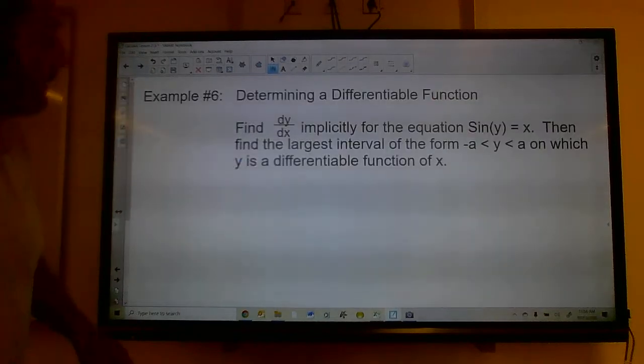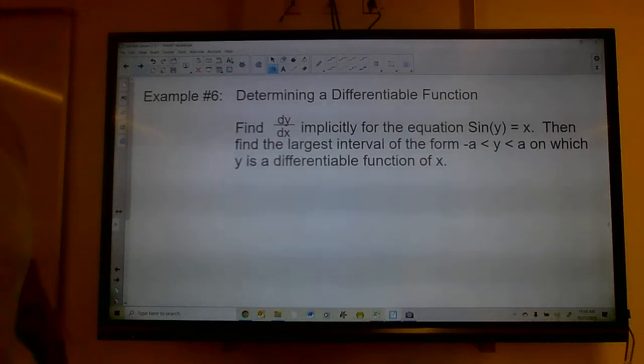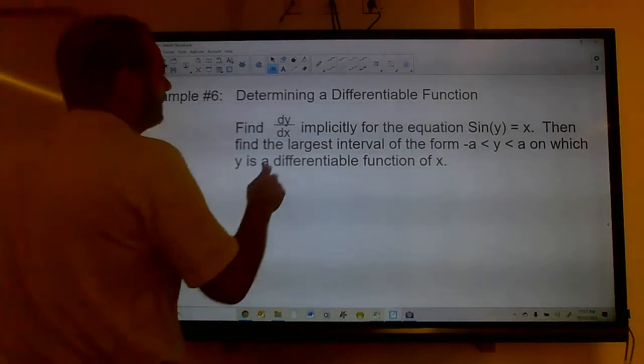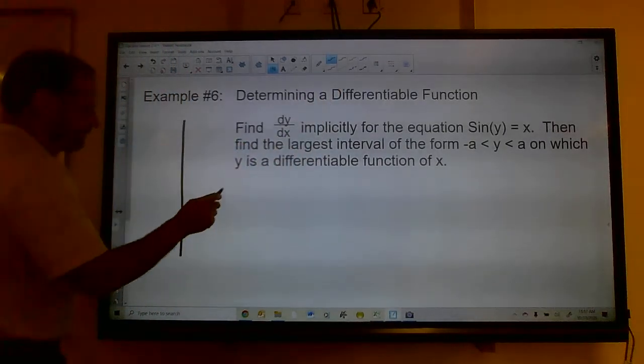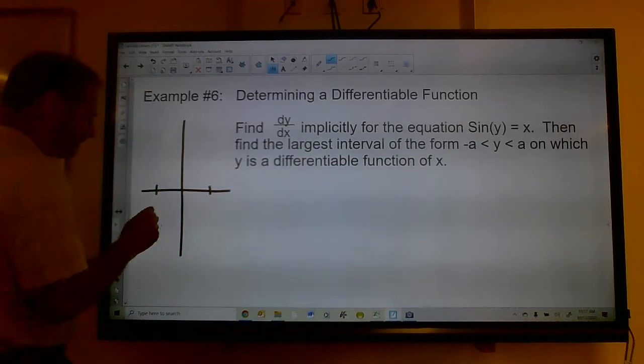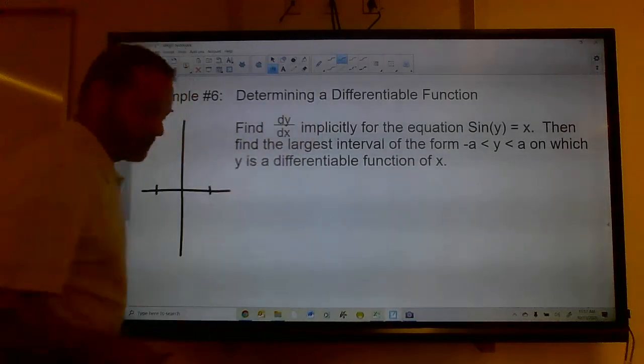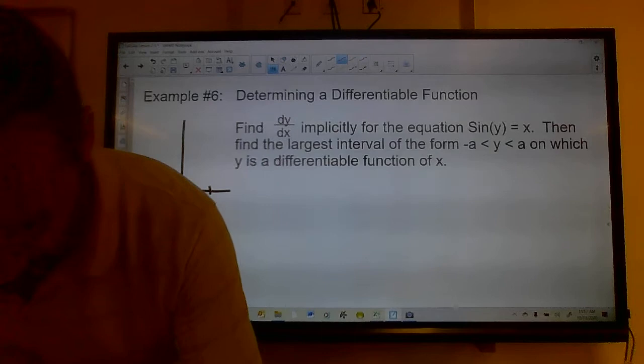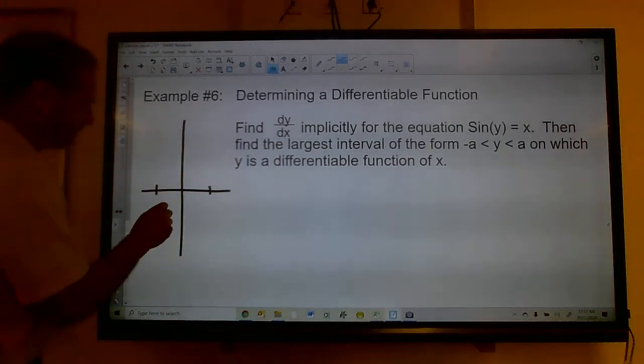Okay, let's move along. So find dy/dx implicitly for the equation sin y equals x. Then find the largest interval, negative a is less than y is less than a, on which y is a differentiable function of x. You know, if you graph this, make sure it goes the right way here. It goes like this.